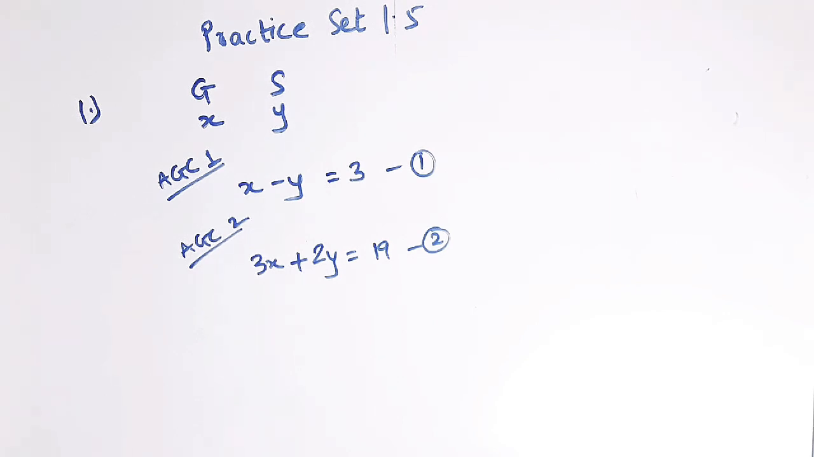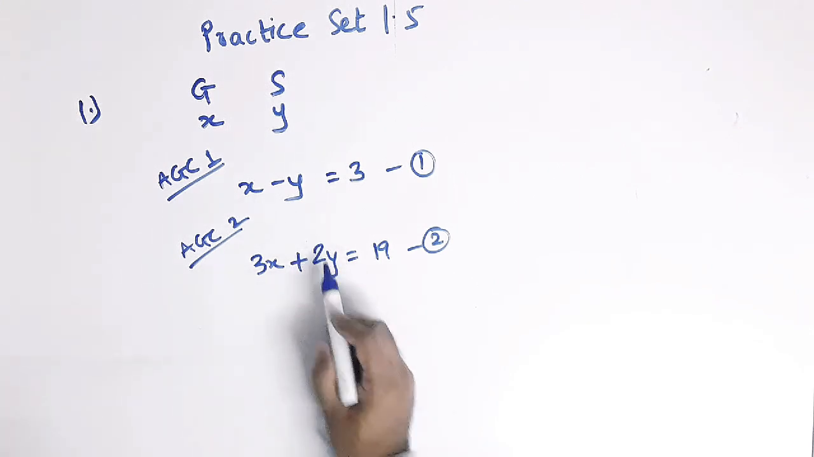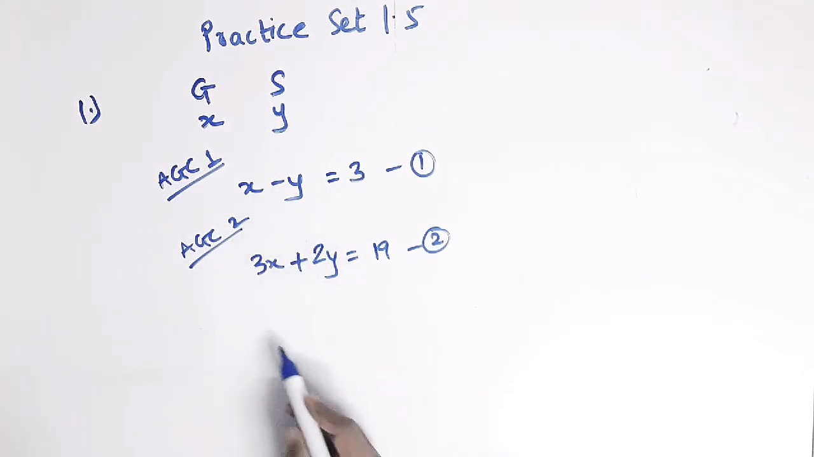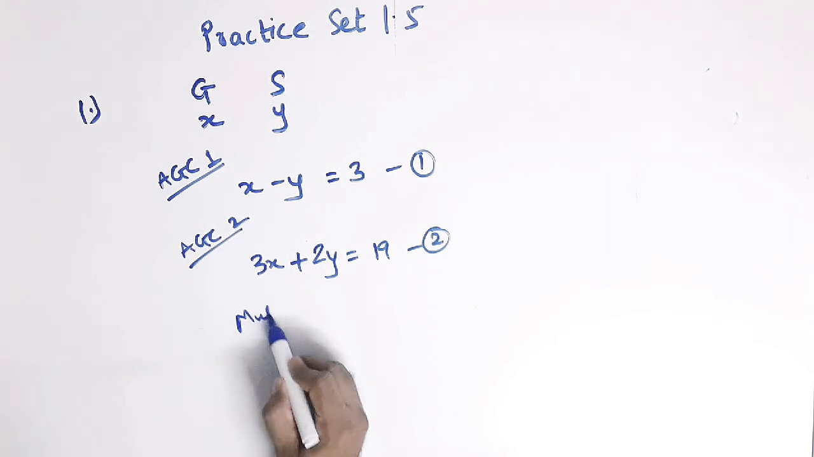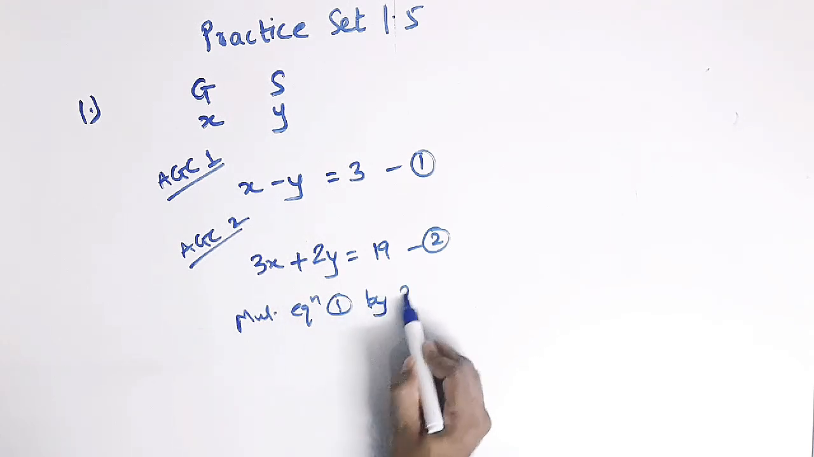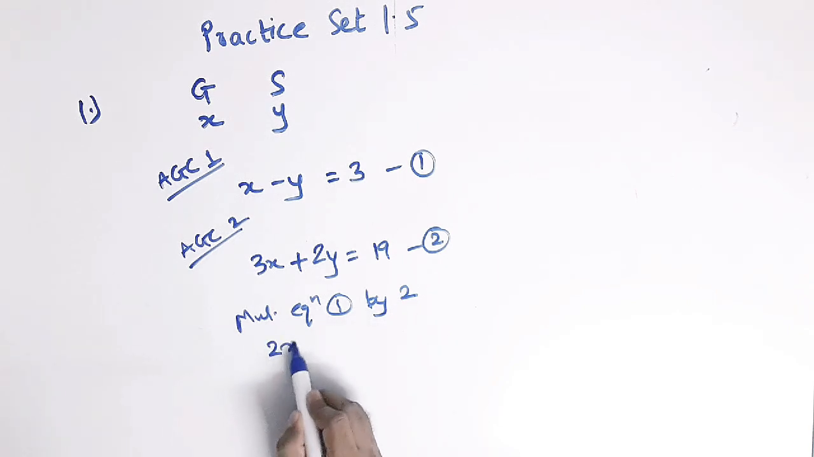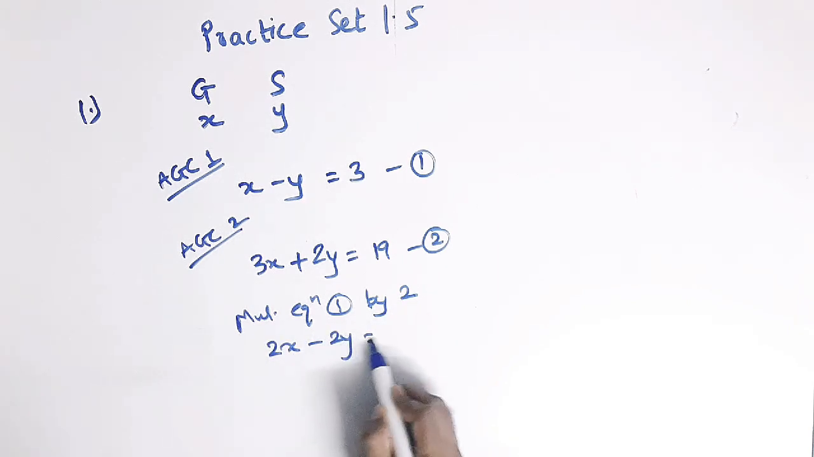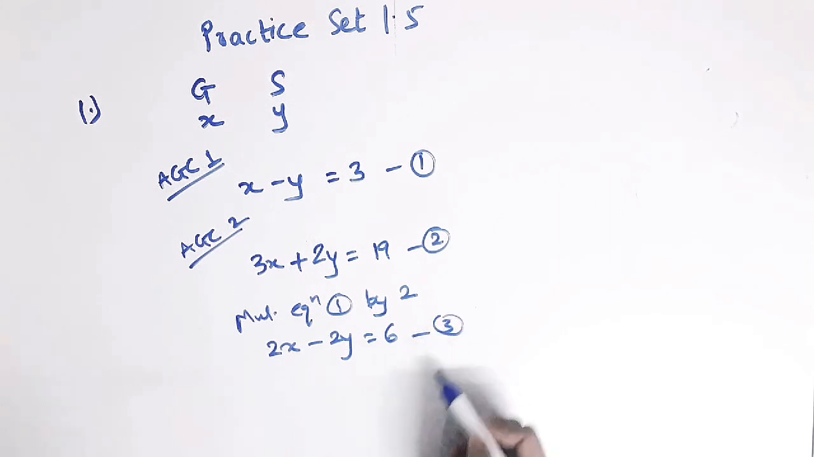Now you can see the first and second equation. Can we cancel them? Yes, if this becomes 2y. So what I'll do, multiplying equation 1 by 2, what will we get? 2x minus 2y equals to 6. We got a new equation.